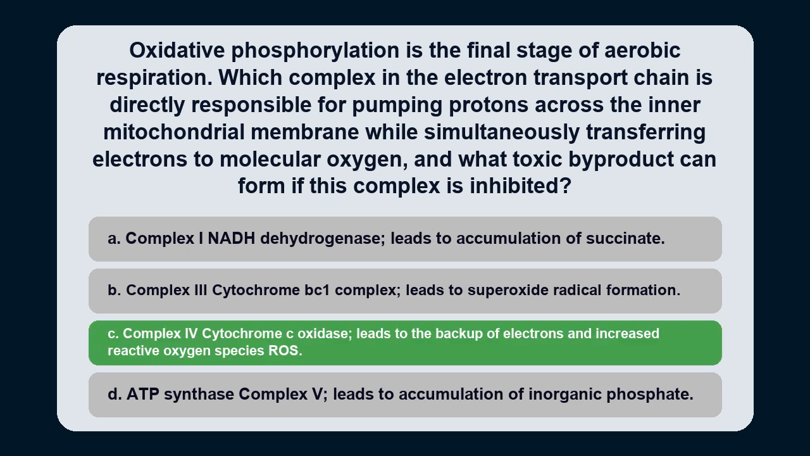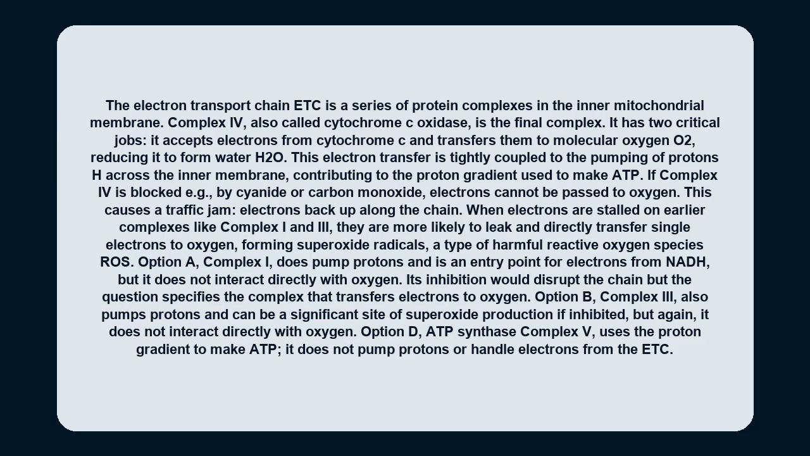The answer is C. The electron transport chain (ETC) is a series of protein complexes in the inner mitochondrial membrane. Complex 4, also called cytochrome c oxidase, is the final complex. It has two critical jobs. It accepts electrons from cytochrome c and transfers them to molecular oxygen (O2), reducing it to form water (H2O). This electron transfer is tightly coupled to the pumping of protons (H+) across the inner membrane, contributing to the proton gradient used to make ATP.